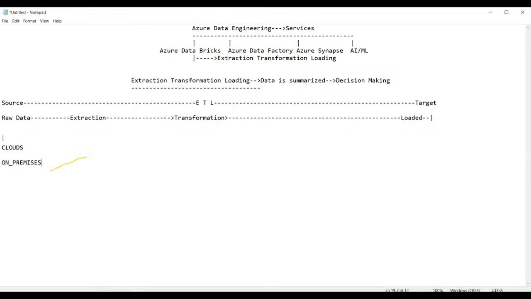Okay, so first of all, let us try to understand what is cloud. Azure Data Engineering is a cloud-based data engineering, am I right? So now, guys, let us first understand what a cloud is and what on-premises is. When it comes to this cloud, just forget about the cloud for now. I'll give you an example for this.